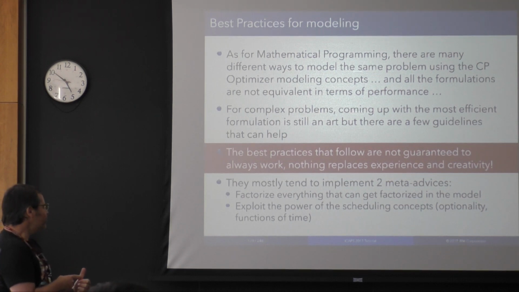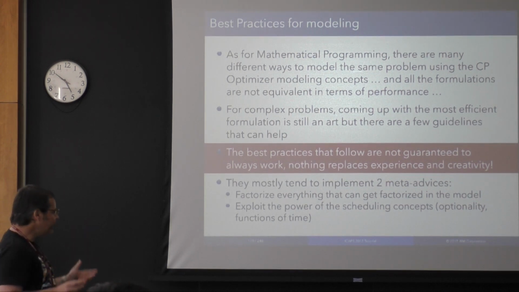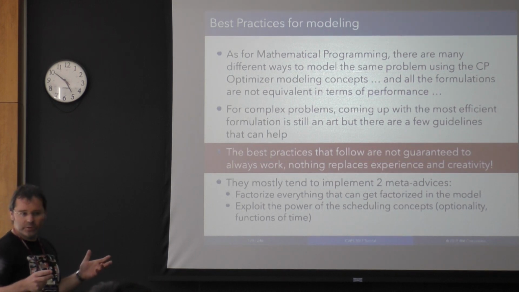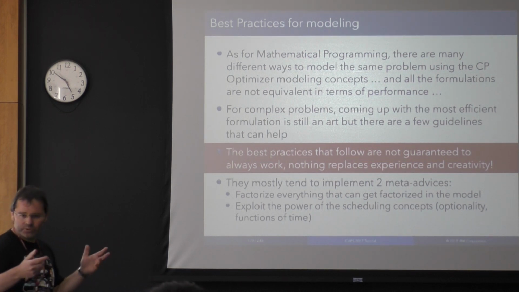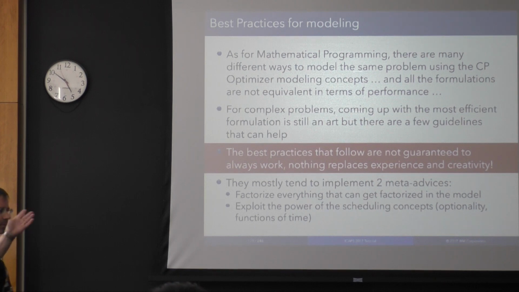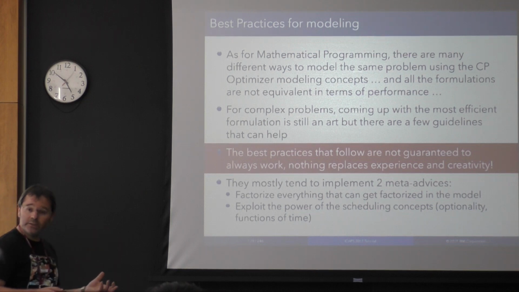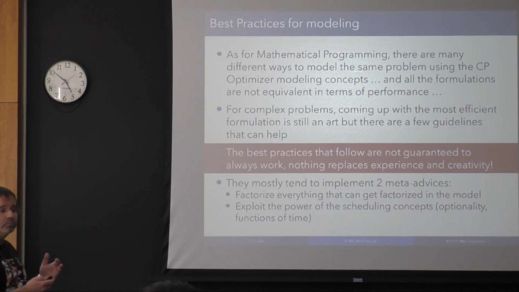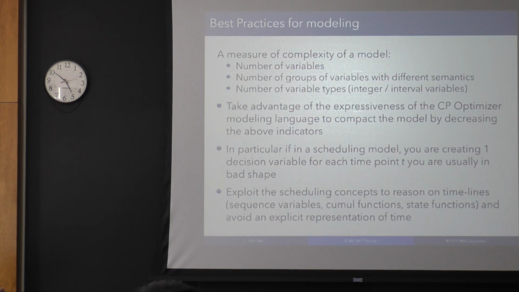The first thing is that you should try to factorize everything that can get factorized in the model. This is a bit generic as a way to state it, but we can see some examples. And the second one is to exploit the power of the scheduling concepts, and especially the notion of optionality of interval variables to find a nice model.